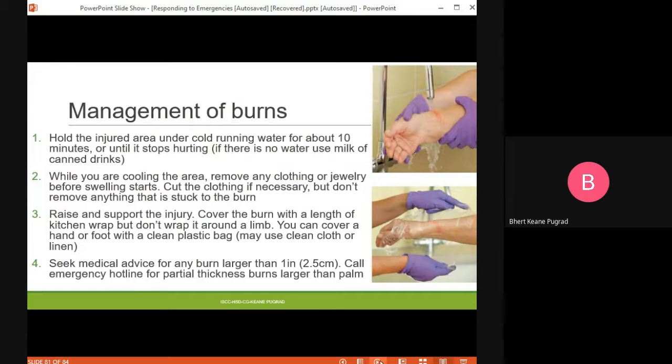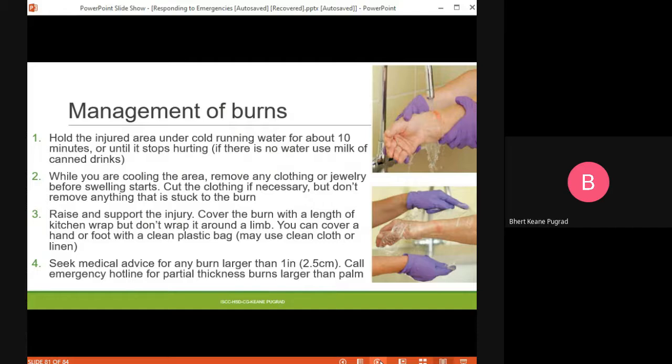What is our initial management when there is a burn injury? First, we need to hold the injured area and immerse it in running water, or hold the injured area under cold running water for about 10 minutes until the pain stops. If there is no running water, we can use milk or canned drinks. While cooling the area, remove any clothing or jewelry before swelling starts.